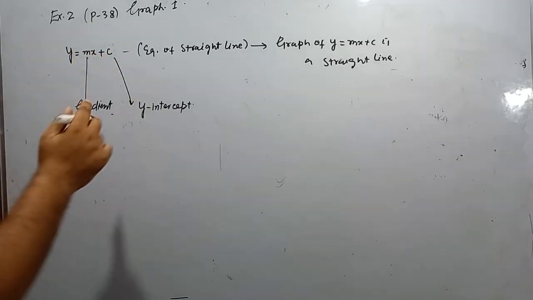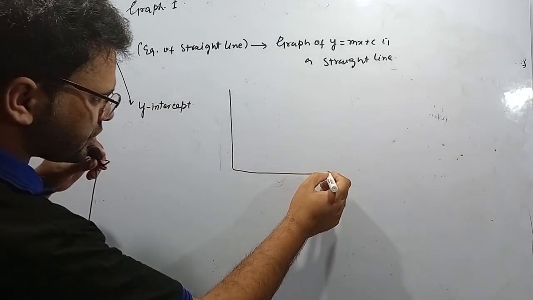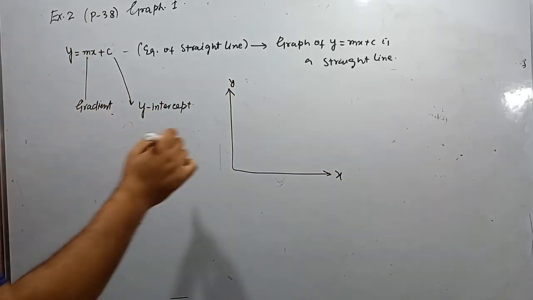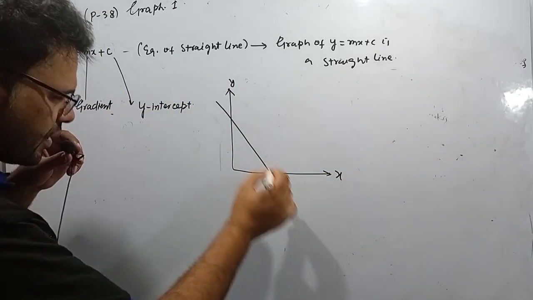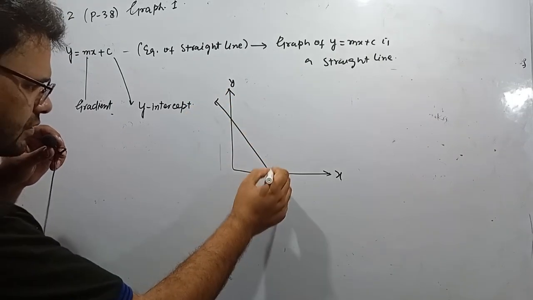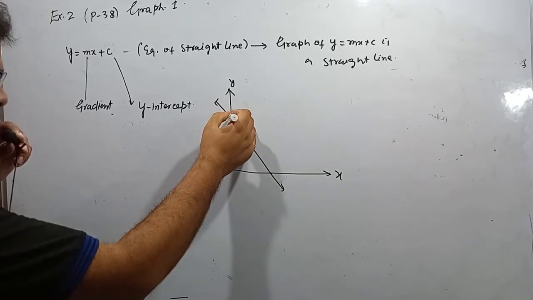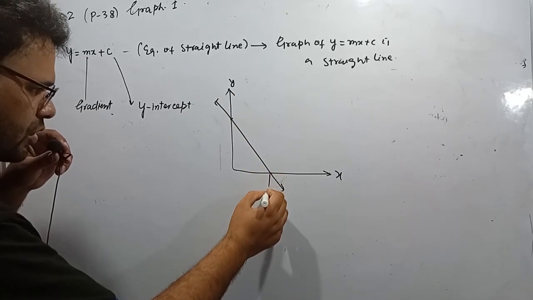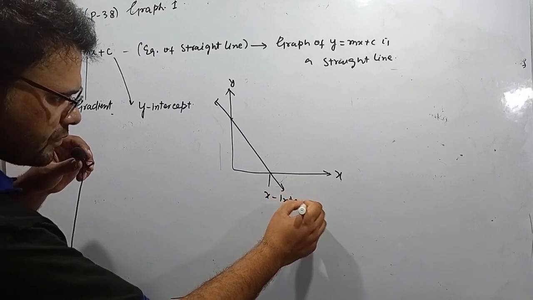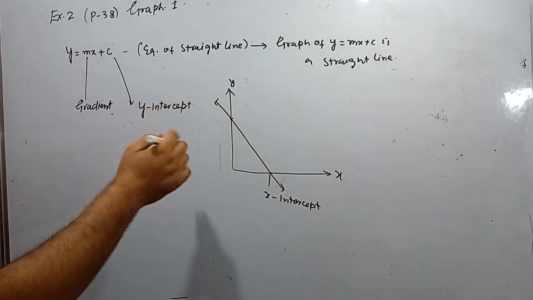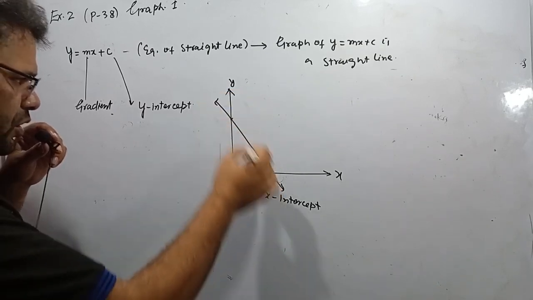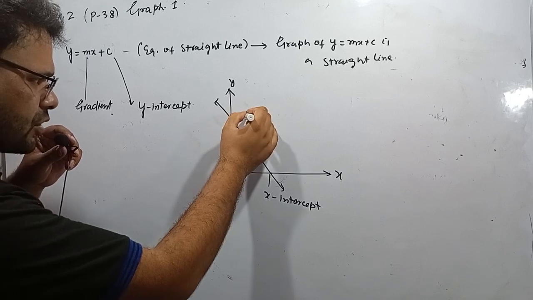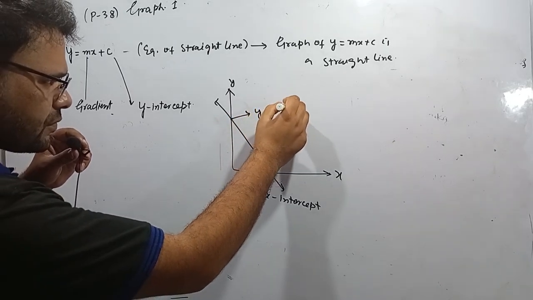What is the y-intercept? It is actually the point on the y-axis. Let this be the x-axis, and this the y-axis. If there is a line that intersects the x-axis here and the y-axis here, the point where the line touches the x-axis is called the x-intercept, and the point where the line touches the y-axis is called the y-intercept.